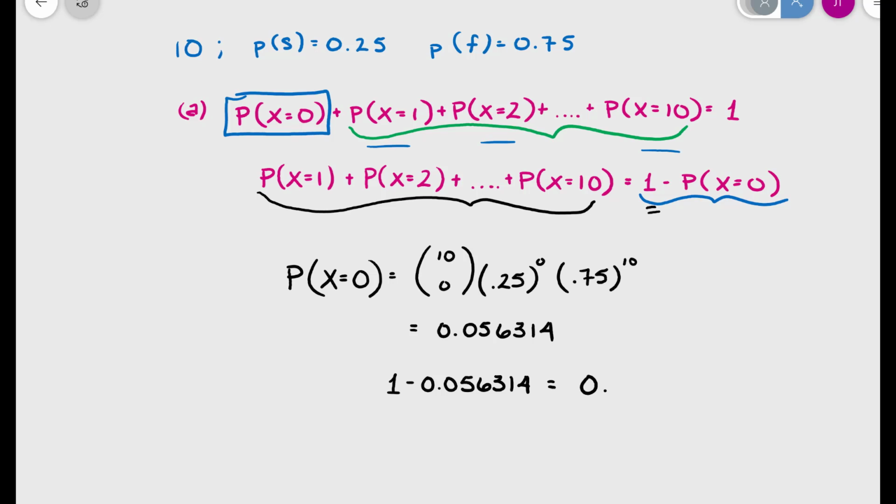and I get a probability of 0.943686. So what we're looking at for part A is there's a 94.4% chance that this individual will get at least one question right simply by guessing, given that they have 4 possible answers to choose from per question.